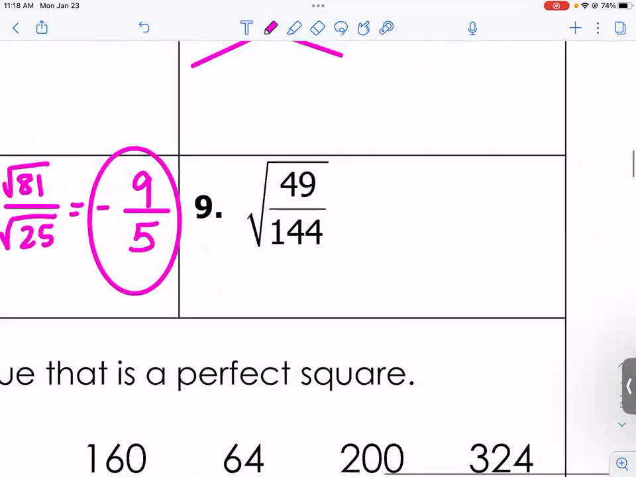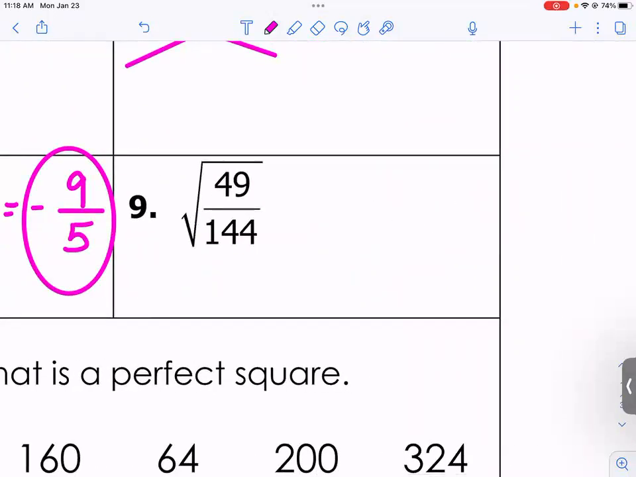Okay, write down what you think the answer is for number 9. Bronson, what'd you write down? I wrote 7/12. 7/12. Jada, do you agree?